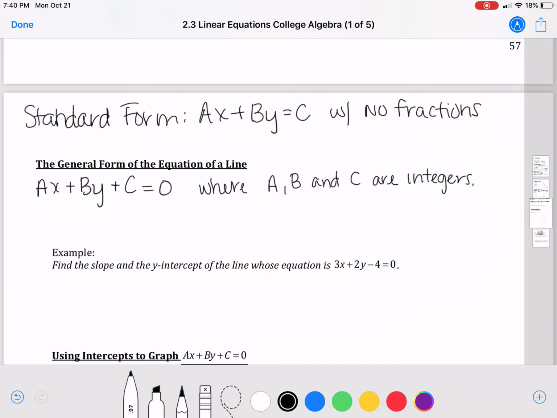So it's very similar to what we've already learned in previous courses. It just is going to always make our equation equal to 0. That's going to be our main difference.